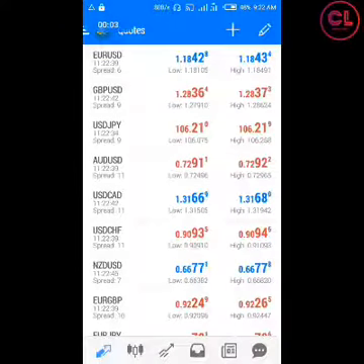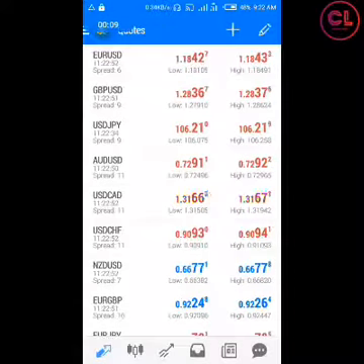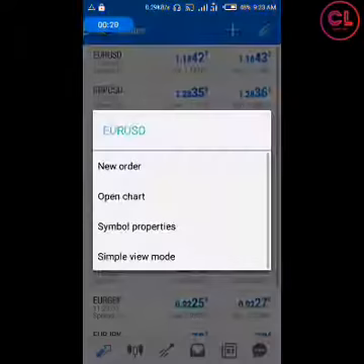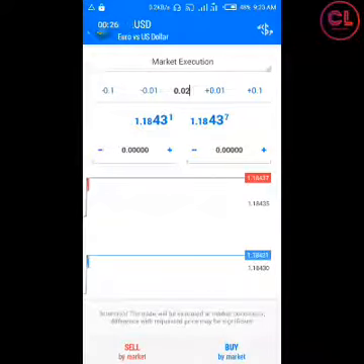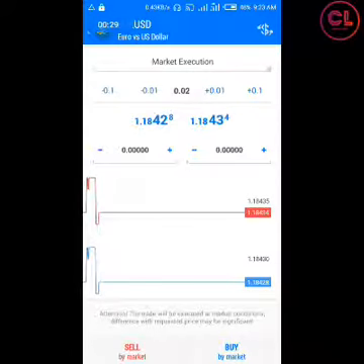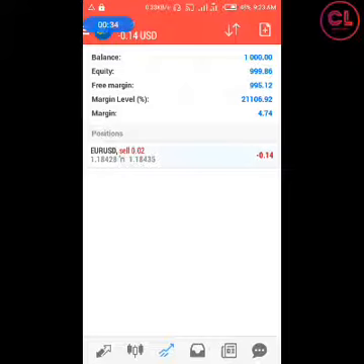So this is the quote screen where you see all the currencies that you want to trade in, and when you're trading in Forex you can either buy or sell. So let's trade in Euro USD. You click on it and then click on new order. When you click on the new order, okay, let's sell. You sell. So I'm now going to show you how to set stop loss, and also take profit.